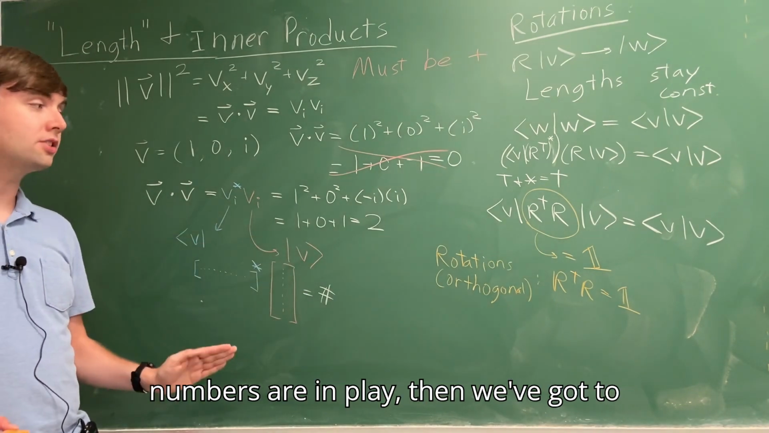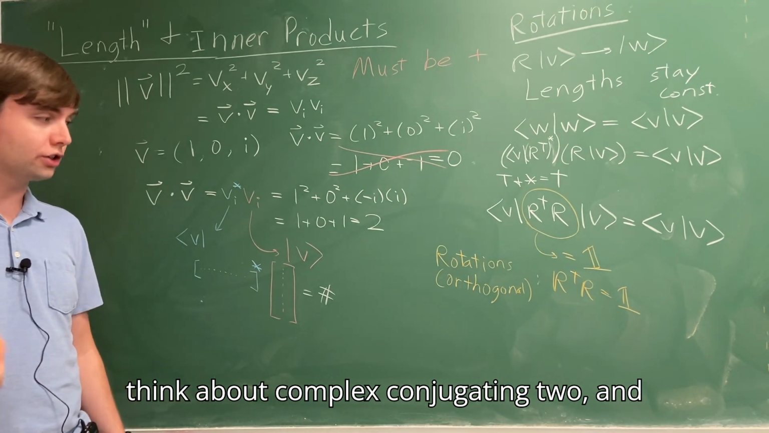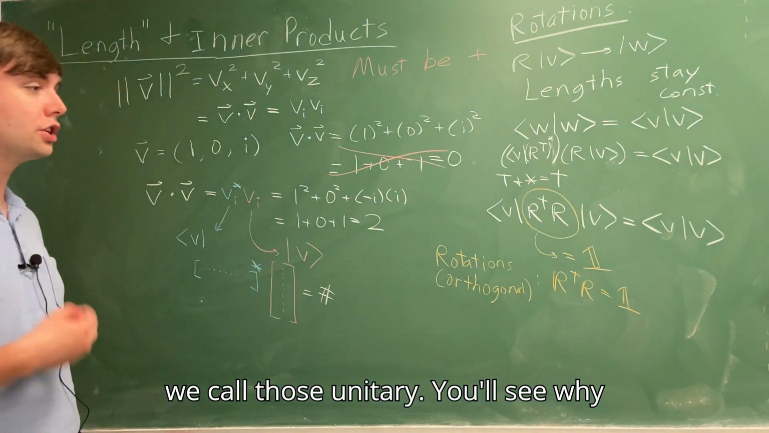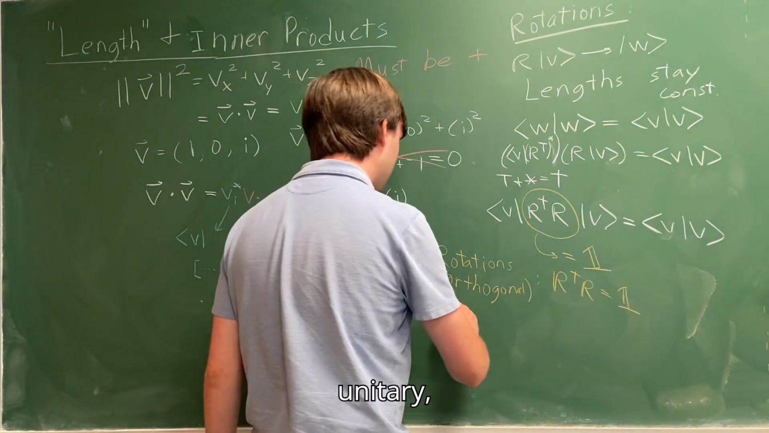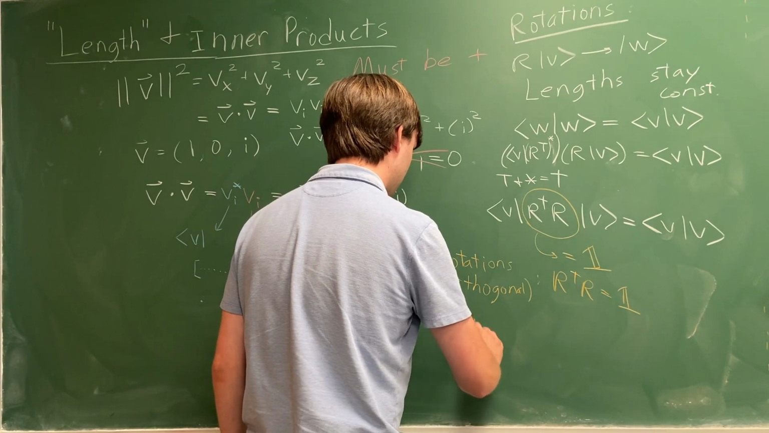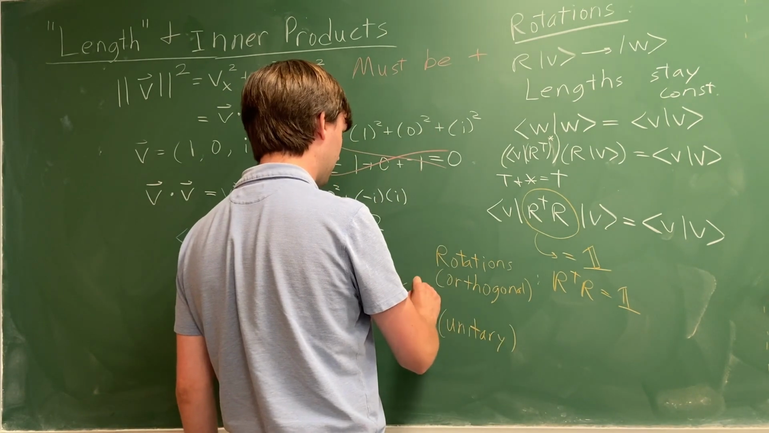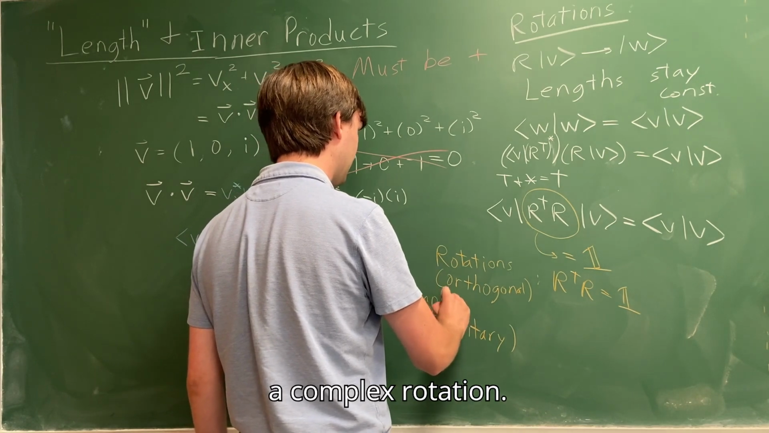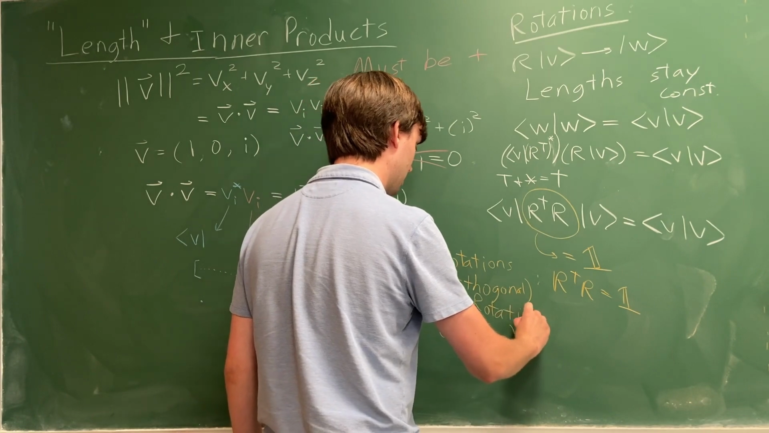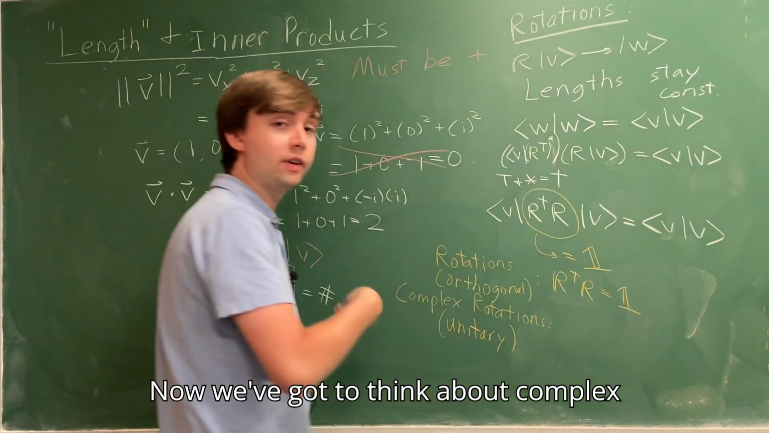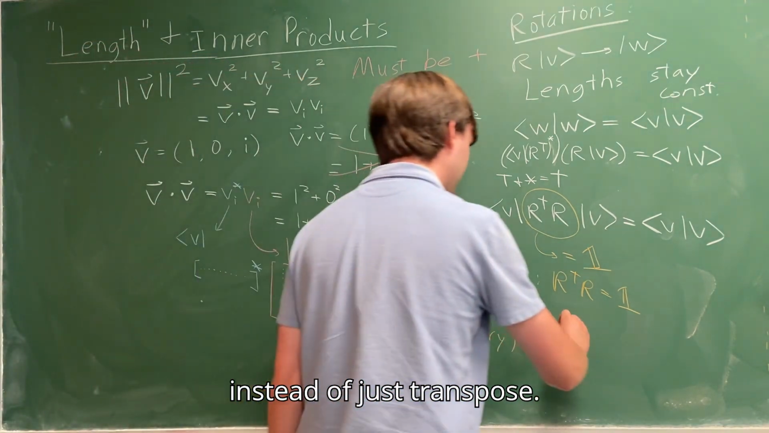Now, if complex numbers are in play, then we've got to think about complex conjugating too, and we call those unitary. You'll see why later. And then if it is unitary, which is just a word for a complex rotation, now we've got to think about complex conjugating. Now we need to use dagger instead of just transpose.